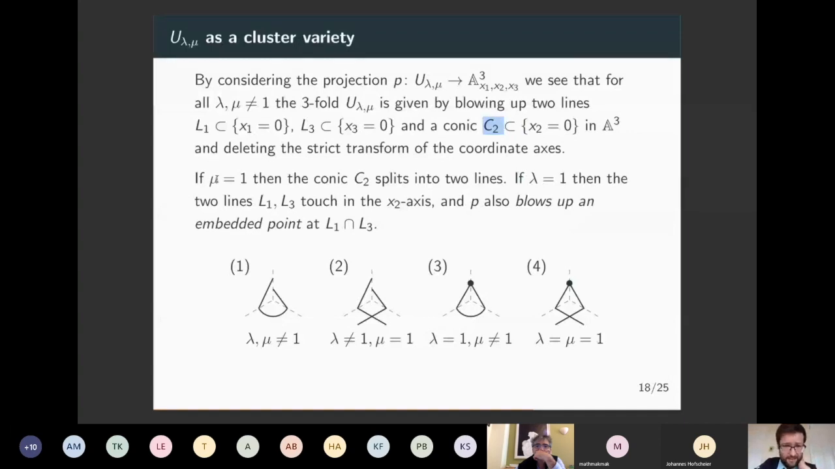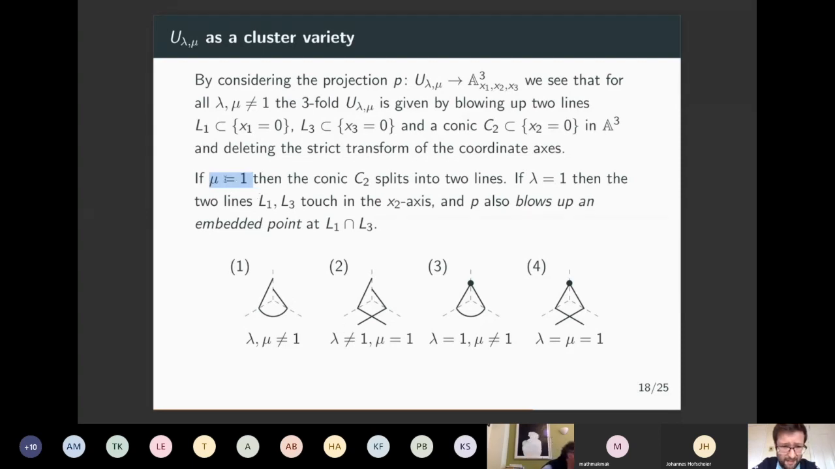And as long as lambda and mu are not equal to 1, these lines and conic are determined by the picture on the left at the bottom here. This is just supposed to be a cartoon of what's happening. The conic in the base has to touch the two lines, but the two lines generically don't touch in the x2 axis. However, some very special things can happen. If one of these two parameters, mu or lambda, becomes equal to 1, then this configuration of things in the boundary here degenerates.